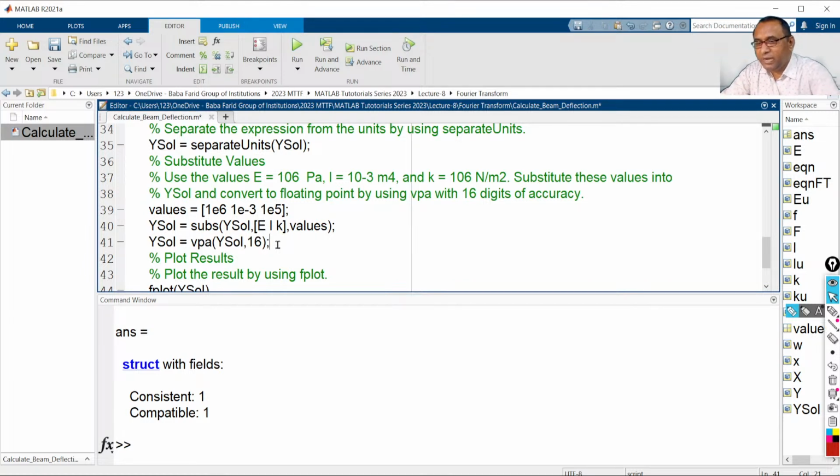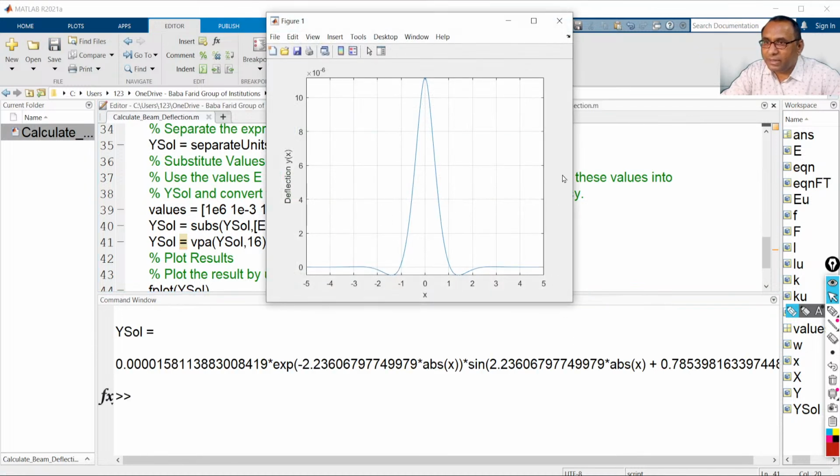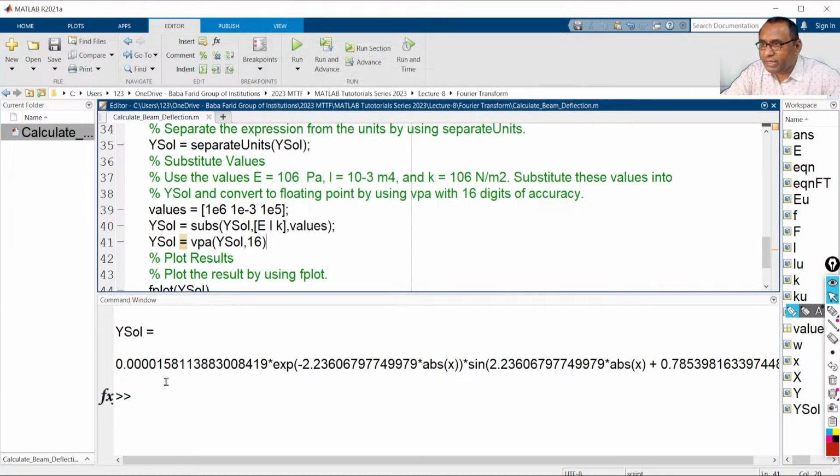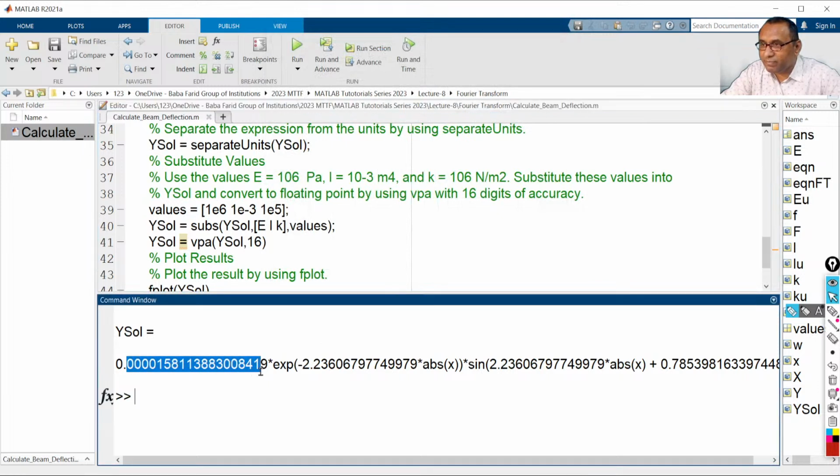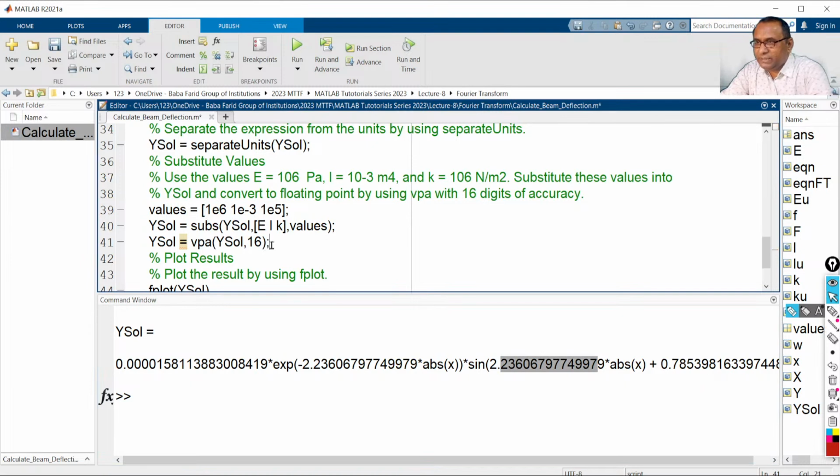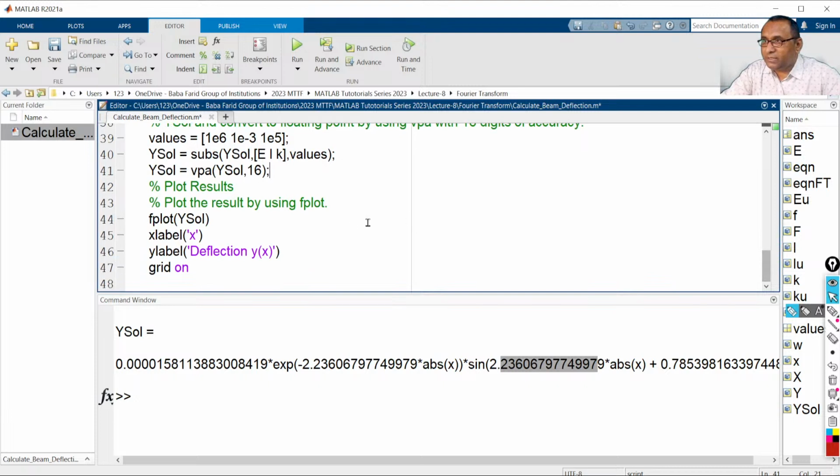So when you remove this semicolon and we want to check the value after using this one, see, yes. So here you can see is digit. Okay, these are numerically calculated and each is about 16 digits in each case. Okay, after that it is time to plot the graph, and we can use the fplot function.